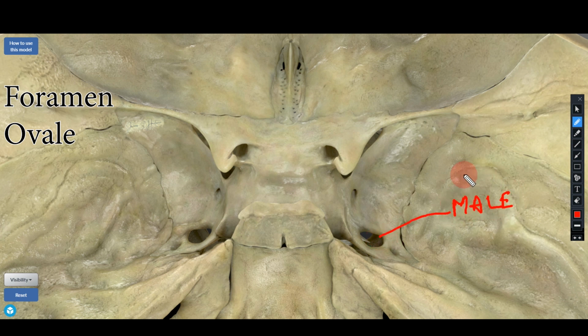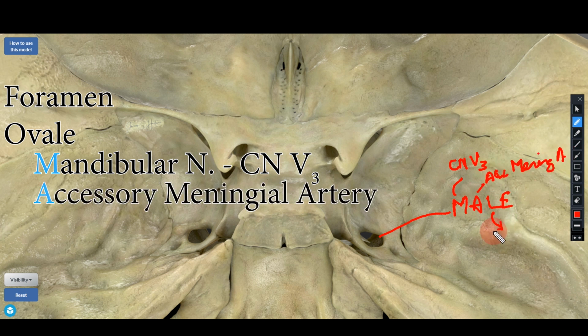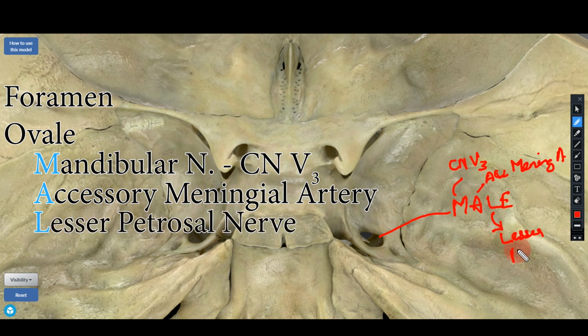M-A-L-E. M stands for mandibular nerve, or cranial nerve V3. A is accessory meningeal artery. L stands for, very, very important, lesser petrosal nerve. There are a number of petrosal nerves that we'll learn later, but this stands for lesser petrosal nerve. And E stands for emissary vein. This is a very common mnemonic and very commonly asked in many of your examinations.